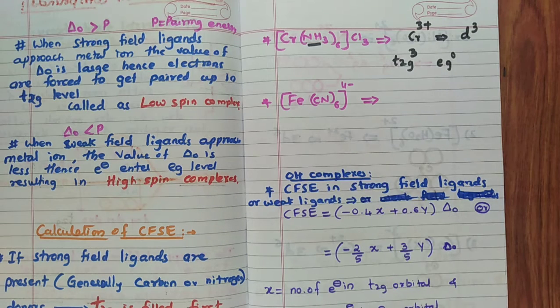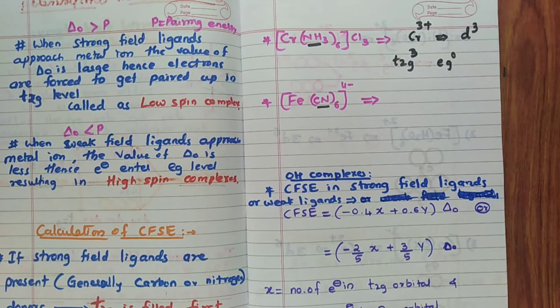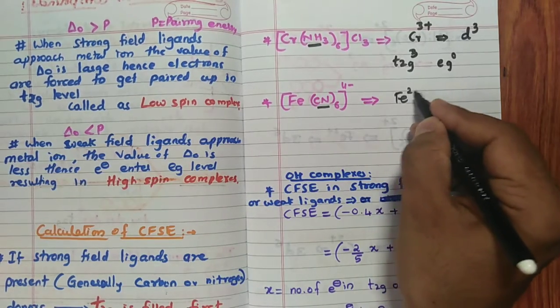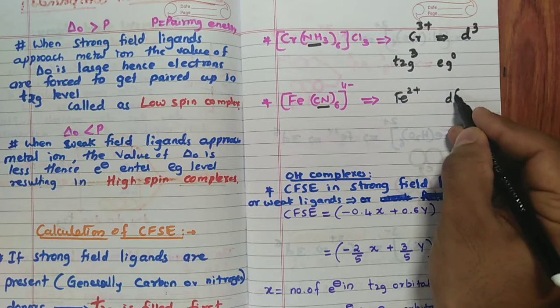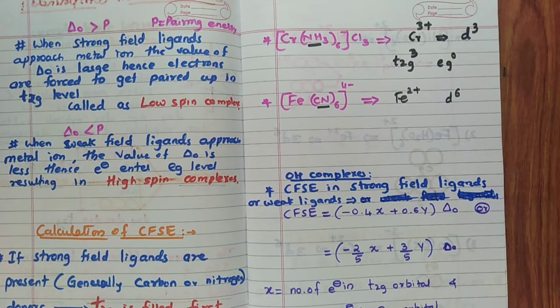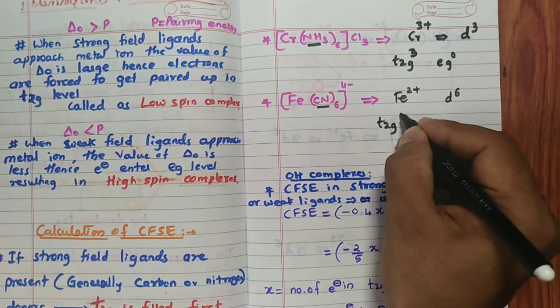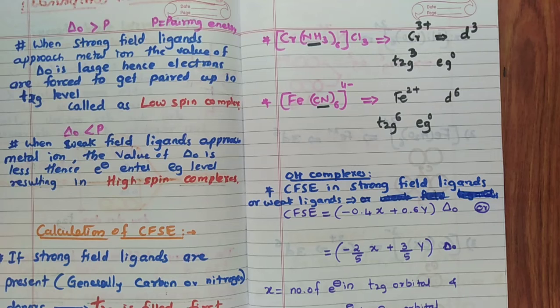Then Fe(CN)6 4 minus, remember CN is a strong ligand. Remember Fe is in plus 2 oxidation state. Calculate that also. Fe2 plus means what? d6 system, correct? So hence here also remember T2g filled 6, Eg filled 0. Like this we are going to fill whenever it is a strong field ligand, remember that.